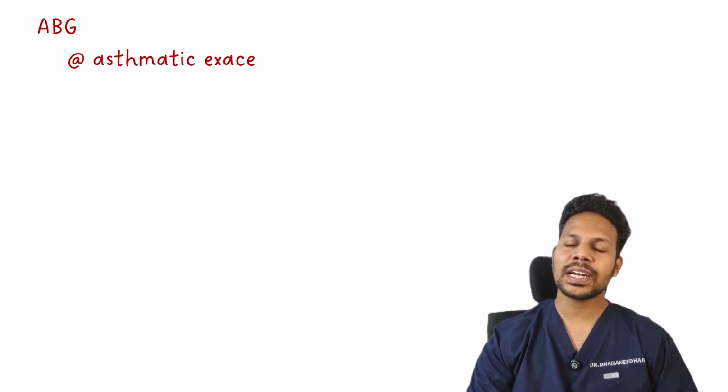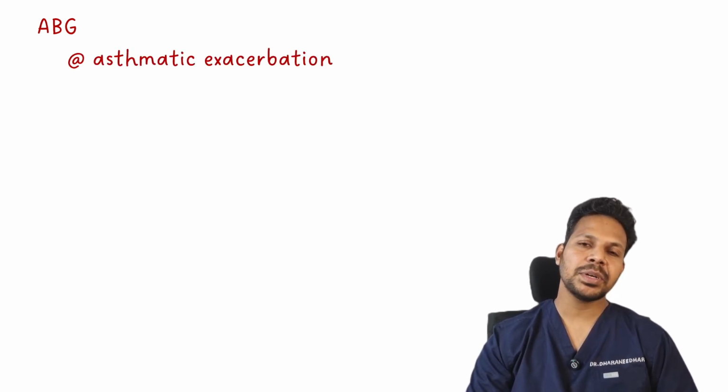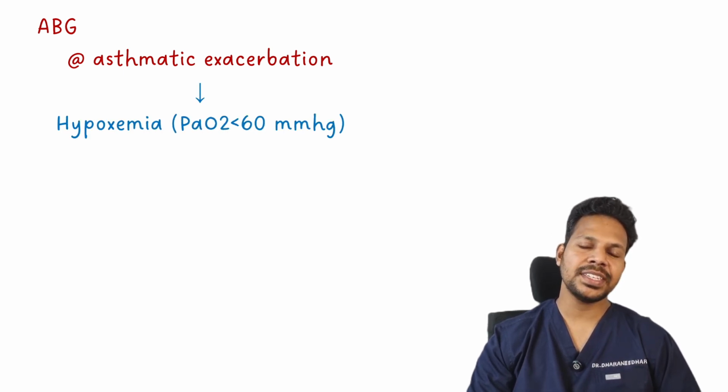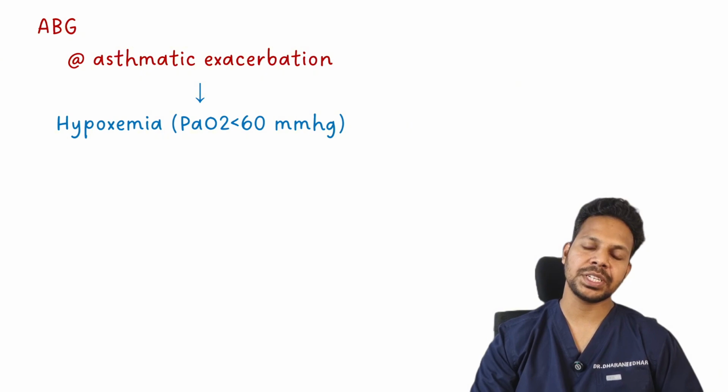Now let's look at the arterial blood gas analysis. The arterial blood gas analysis will show whether the patient is having a type 1 respiratory failure or a type 2 respiratory failure and how severe this asthmatic exacerbation is. So in an asthmatic attack, firstly, because of airflow limitation, the patient will have hypoxemia. The hypoxemia is PaO2 less than 60 millimeters of mercury.